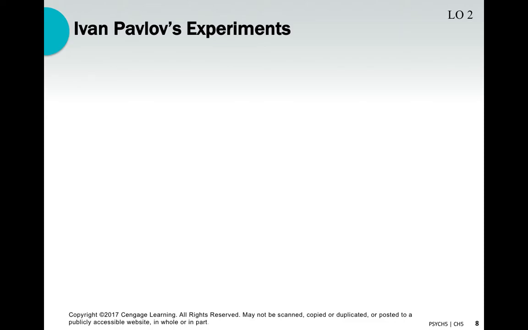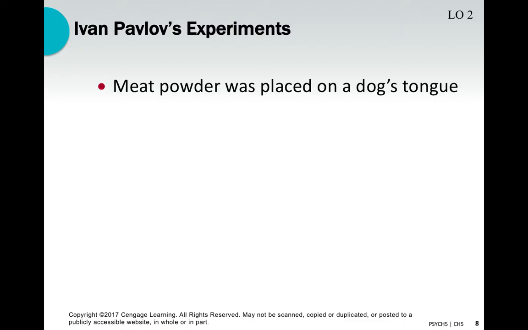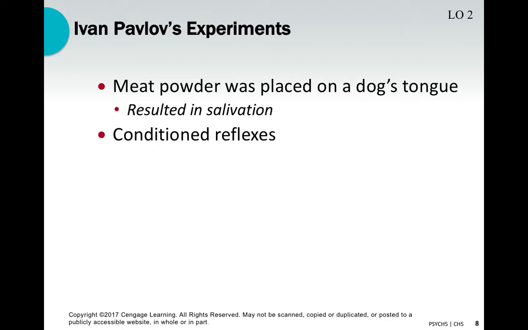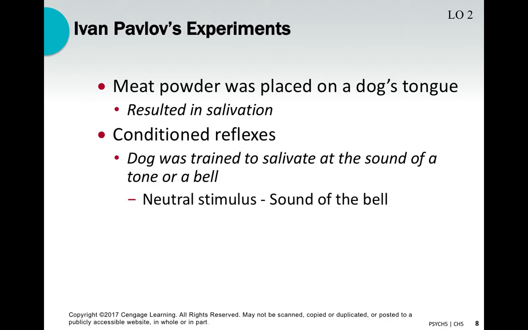Ivan Pavlov was a physiologist practicing in the former, I believe it was Russia at the time, not the USSR. He was interested in explaining digestion in dogs, and that's the whole reason why he came up with this experiment. He wasn't a psychologist. He was a physiologist. He was a doctor. And so, he had this meat powder that he placed on the dog's tongue, and obviously that results in salivation. And he conditioned the dogs to salivate at the sound of a tone.